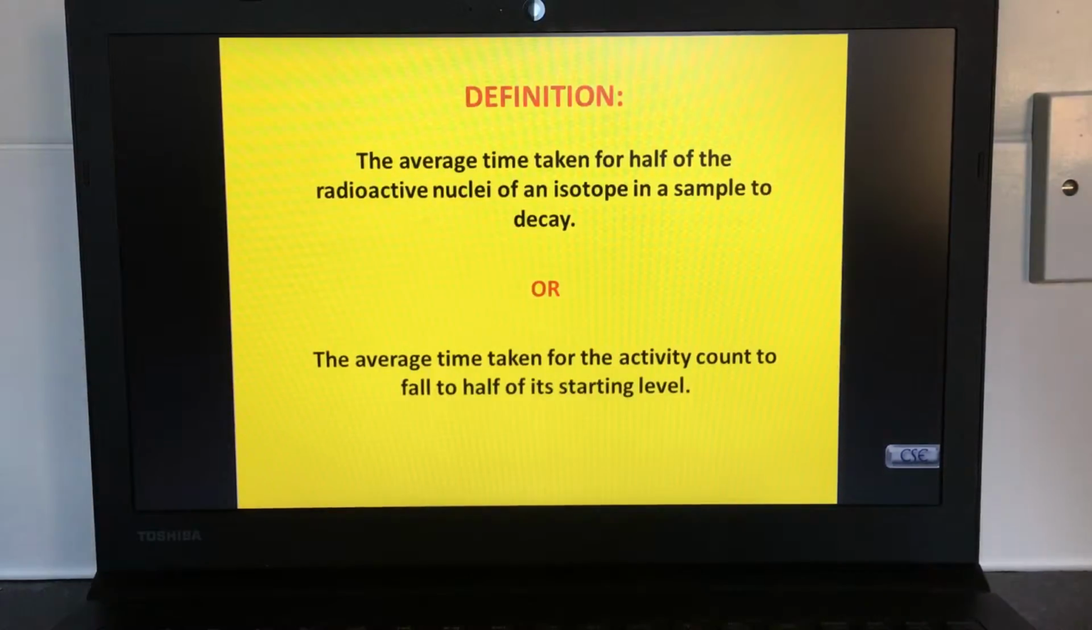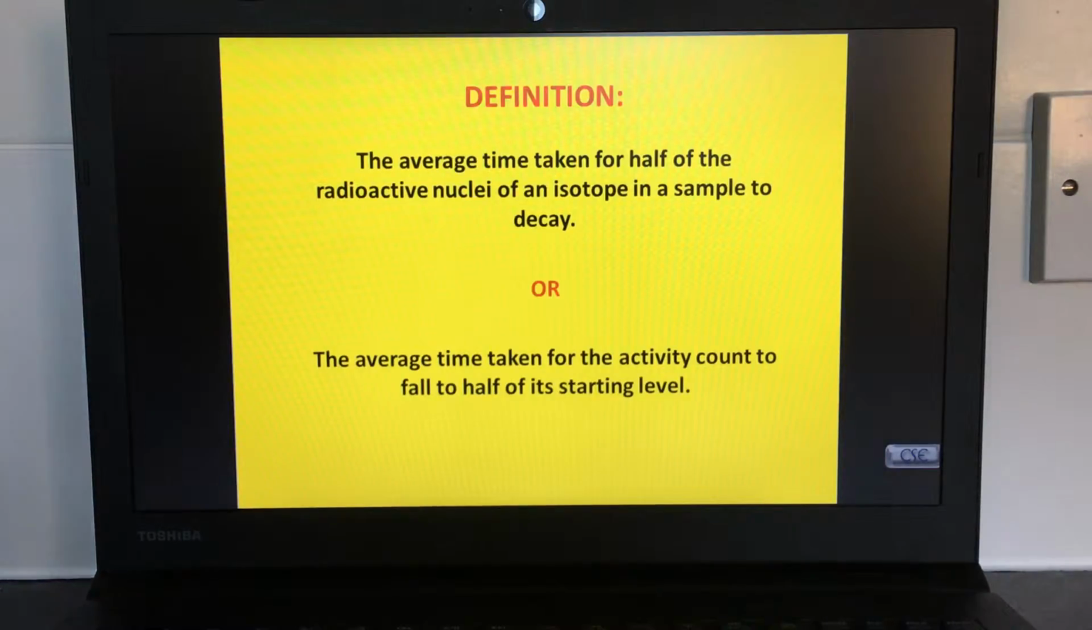So there are two definitions of half-life, and either is acceptable in the exam, and they do quite often ask you to write it out. It's either the average time taken for half of the radioactive nuclei of an isotope in a sample to decay. So the average time. The reason it's an average is because even if you have two identical isotopes, they're not necessarily going to decay at the same rate because it is a random process.